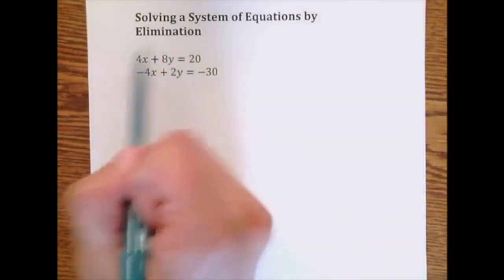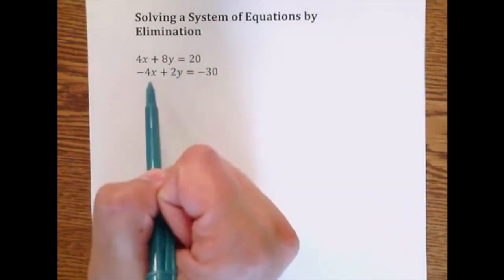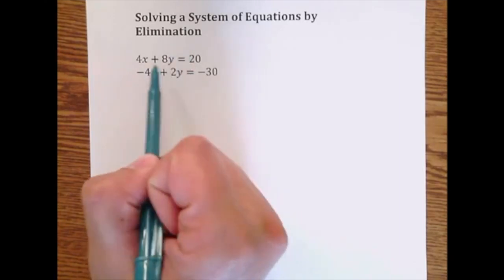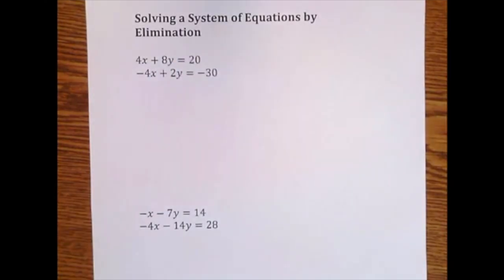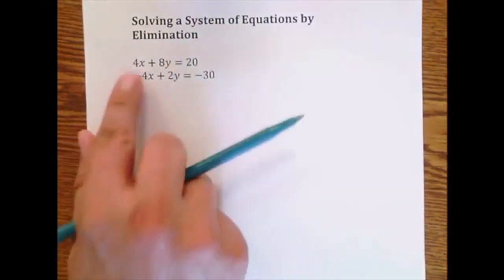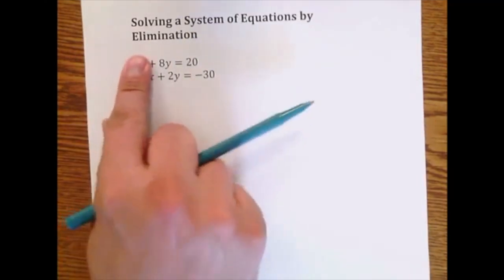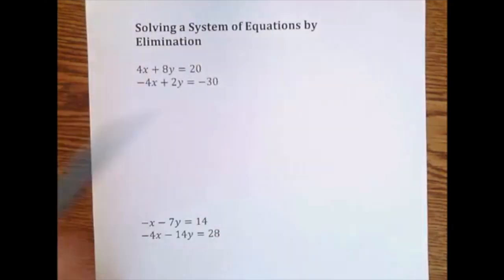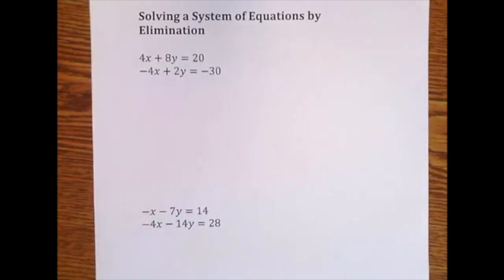So the goal of elimination is to eliminate one of your variables. Reason being, if we look at this first problem, we have x's and y's. We can't solve this and figure out what x is or what number y is. So our goal is to eliminate one of the variables so that we only have, say, y's left, or only x's left, because that makes it a lot easier for us to solve.